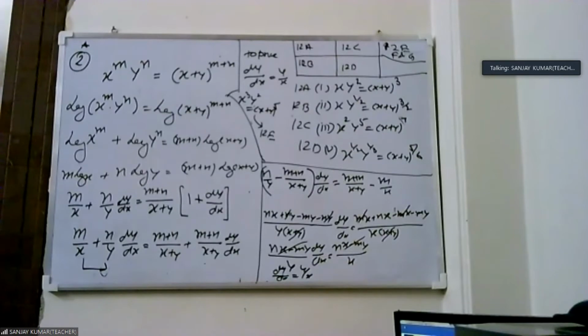Today you have to become the winner. Okay, so this is x y square equal to x plus y whole cube for 12th A. And for 12B, x to the power 1, y to the power half equal to x plus y to the power 3 by 2. For 12C, x square y to the power 5 equal to x plus y to the power 7. For 12D, x to the power half, y to the power 1 by 3 equal to x plus y to the power 5 by 6.